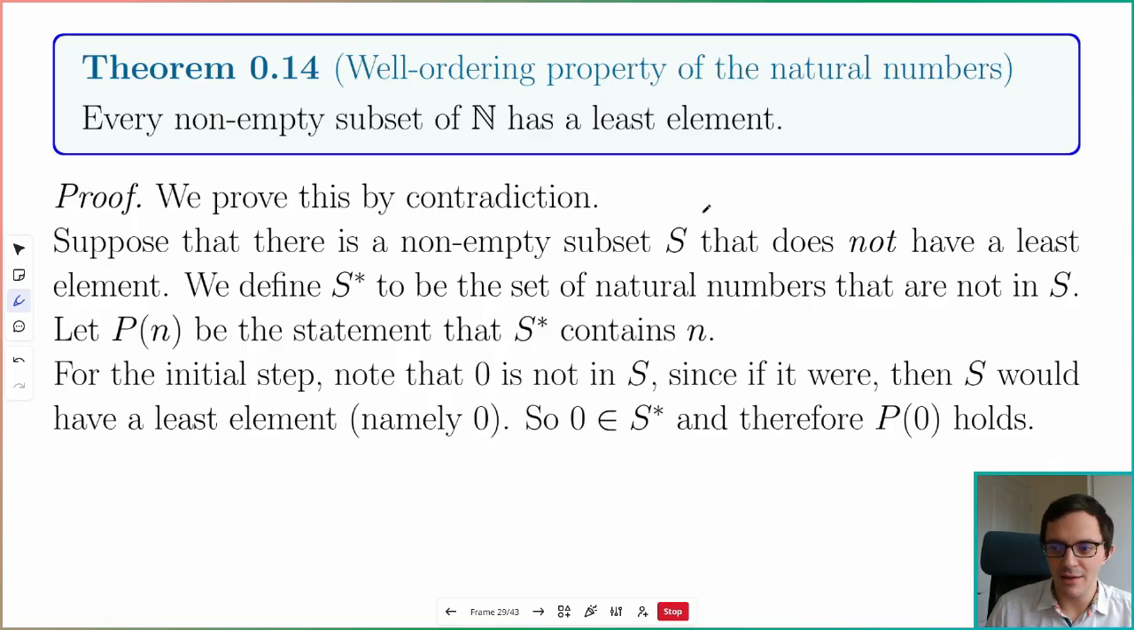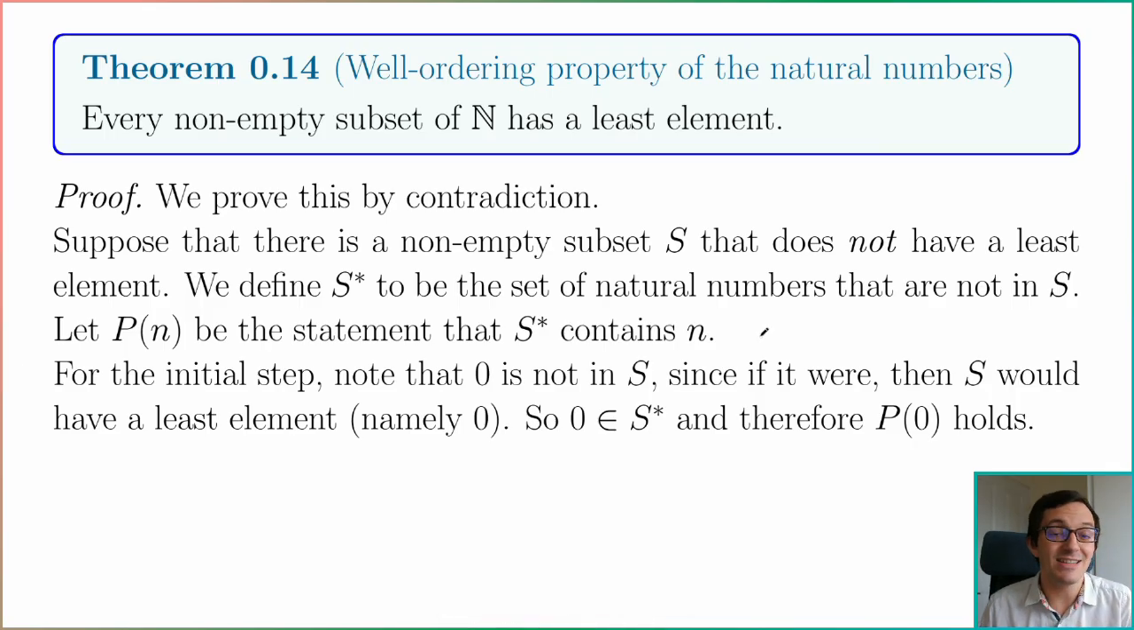Okay, and we're going to use induction. We're going to induct on the natural numbers, and our statements are, well, Pn is the statement that S star contains n. Our aim here is to show that all of the Pn statements are true, which means that S star contains all of the values of n, which means that S doesn't contain anything, that it was an empty subset after all. Okay, so initial step, note that 0 is not in S because, well, it's supposed to not have a least element.